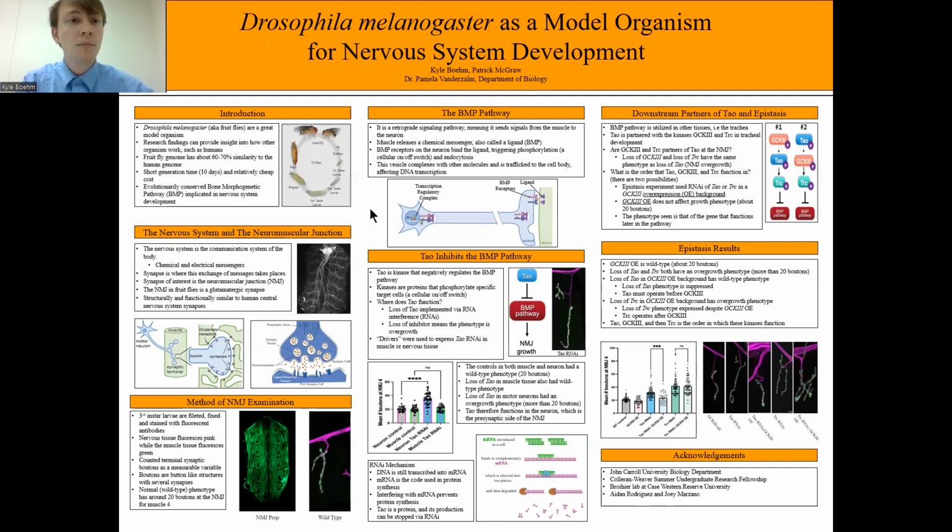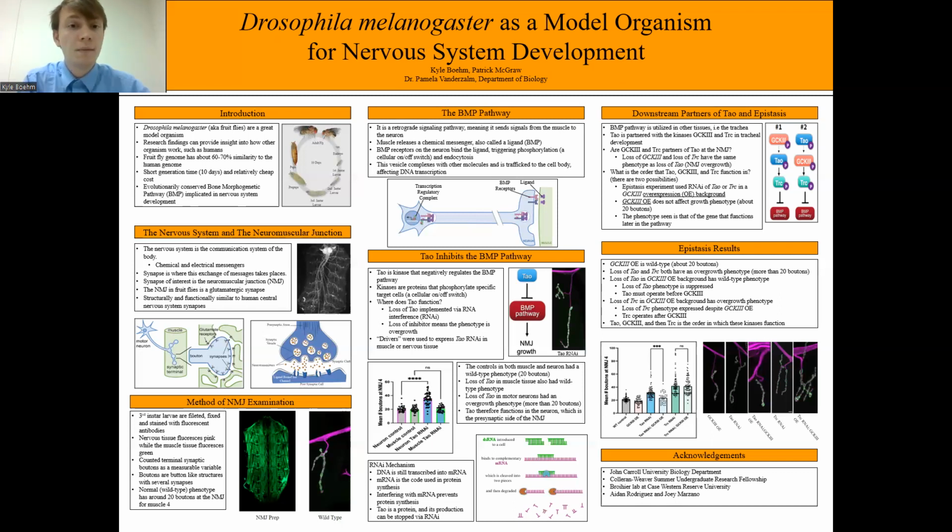So the BMP pathway is partly responsible for how these structures grow and develop. And it is a retrograde signaling pathway, meaning the muscle sends messages to the neuron. So ultimately, the muscle sends a ligand or chemical messenger, and then it binds to receptors on the neuron. It becomes endocytosed into a vesicle. The vesicle complexes with other molecules and ultimately becomes a transcription regulatory complex, which affects DNA transcription.